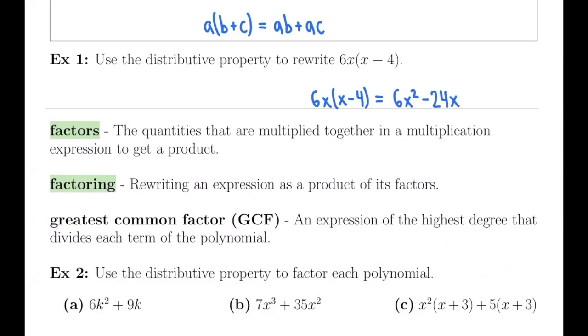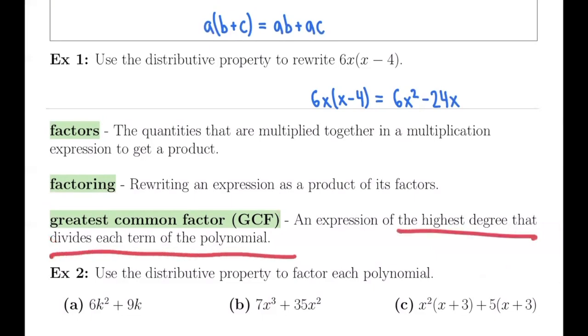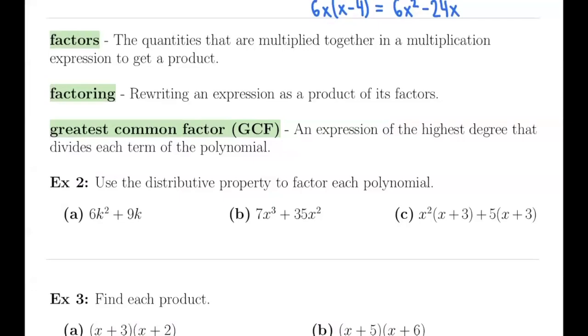Next vocab word is greatest common factor, and it's abbreviated GCF. And the definition is pretty much in the phrase here. So it's an expression of the highest degree that divides each term of the polynomial. So highest degree just means like largest exponent. In any factoring problem, the first step is to look for the greatest common factor. We want to find the factor a bunch of terms have in common. So let's use that for example 2.